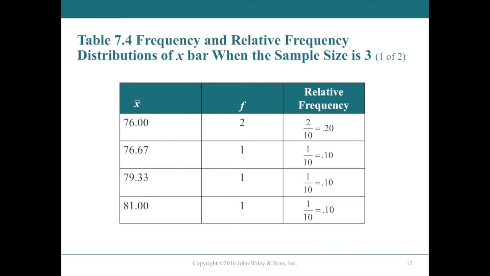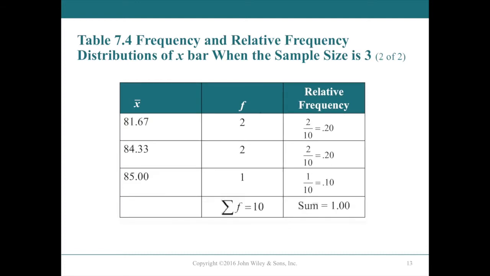And guess what? They form a distribution of their own. And this one we could actually look at because it's rather finite, rather small, but it does make a point. 76, that average shows up twice. 76.67 shows up once, etc. And this does continue to the next page. And the first value does have a 20% chance of occurring. Then we've got 10% for the next 3.